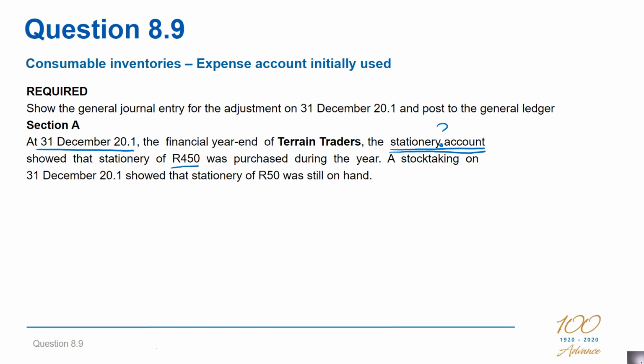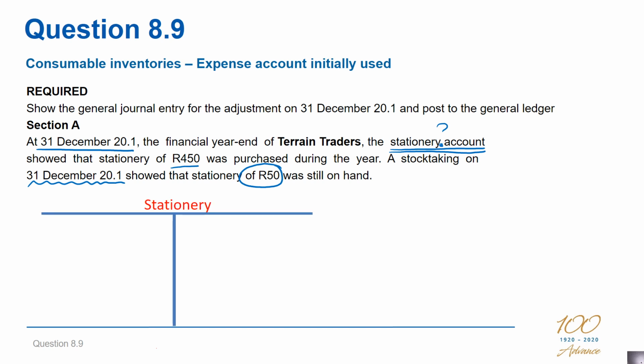450 was purchased during the year, and then a stock taking at the end of the year, 31 December 20.1 again, showed stationery of 50 Rand that was still on hand. If we compile our stationery account, they tell us that the resulting purchases, so we will have a total over here, calculated for the whole year, in the expense account, added up to 450.